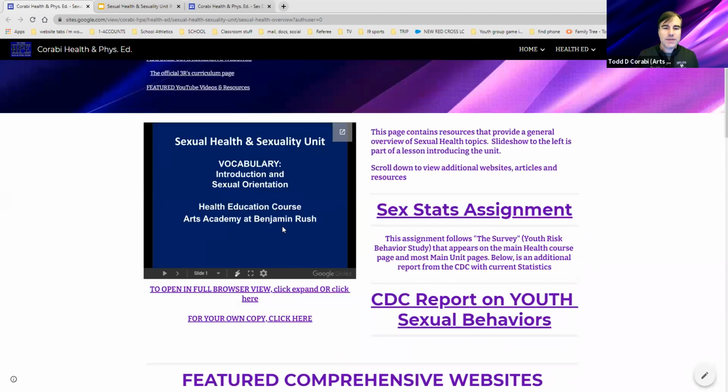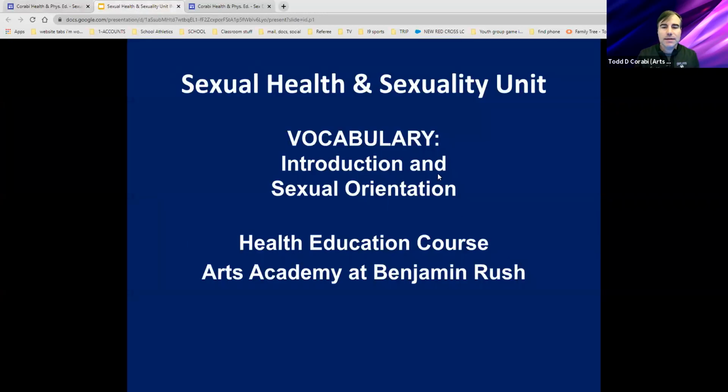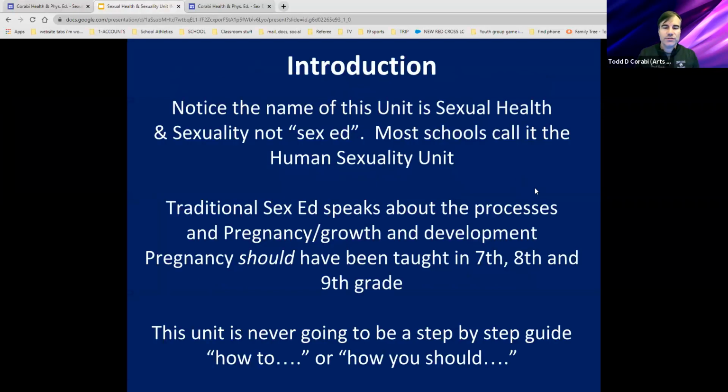Going all the way up to the top, you see this slideshow. It says Sexual Health and Sexuality Unit. We're going to make this bigger now by expanding it. Here you go. This is an extremely basic slideshow. If anybody for extra credit wants to change this around, feel free to do that. I just put it together to keep it simple, out of time. I wasn't trying to make this super crazy.